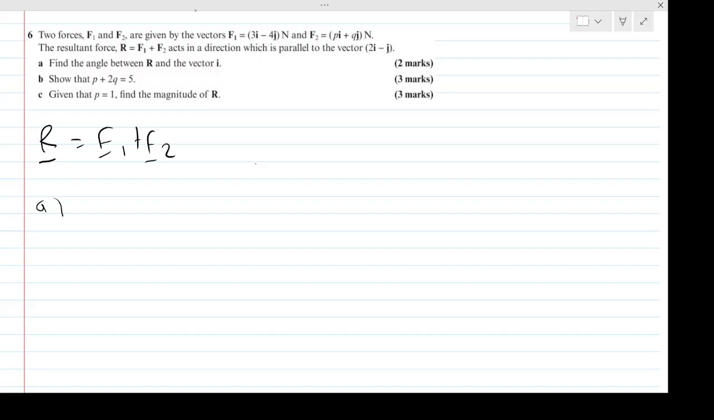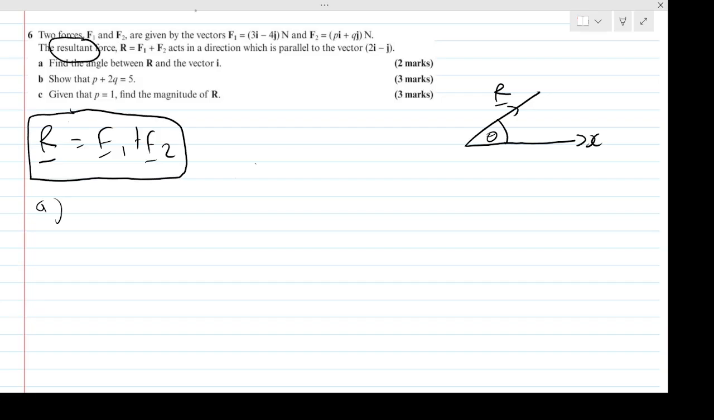First of all, it's asking us to find the angle between R and the vector I. The angle between the vector I, that effectively means the x-axis. So it's just going to look like this, from the x-axis. If this is the vector R, we want that angle theta. But we need to find R first. Remember, R is the resultant of the two vectors F1 and F2, which means we add them.